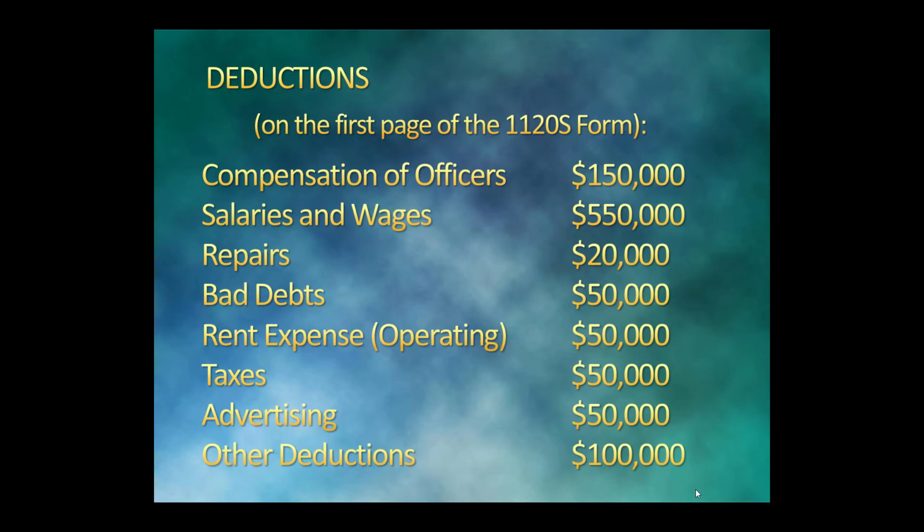Now let's take a look at entering some deductions for this Subchapter S Corporation. On the first page of the 1120S, we're going to enter the following deductions: compensation of officers, salaries and wages, repairs, bad debts, rent expense, operating rent expense, taxes, advertising, and some other deductions. Here's how we're going to do that in the program.